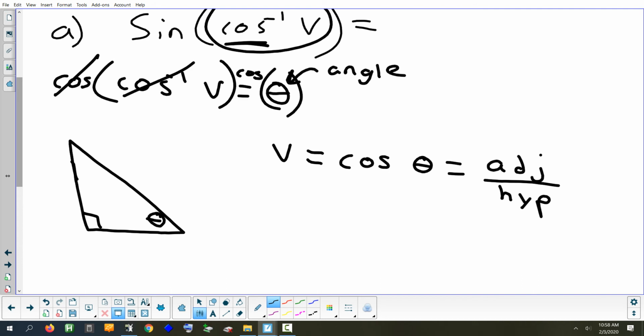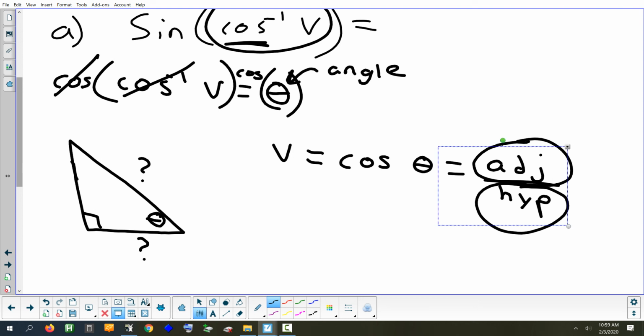Right? So I need to label two sides in this picture. The two sides that I'm labeling are the adjacent and the hypotenuse. Now, you have to label this and you have to label this so that when you divide them, the answer is V, because that's what the equation says. It says when you take the cosine, you should get V. So we have to label this side and that side. You can put whatever you want for the bottom question mark. You can put whatever you want for the hypotenuse. The only condition is when you divide the adjacent by the hypotenuse, it has to equal V.